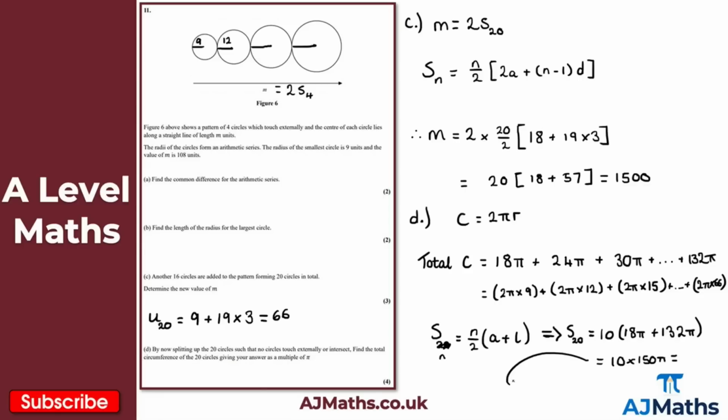Now let me just do the solution over here. Therefore, what we get here for the total circumference is 1,500 pi there. Okay, and there we have it. So the answer is a multiple of pi, 1,500 pi. There we have it. So that's the solution to D, and that gives the solution to question 11.